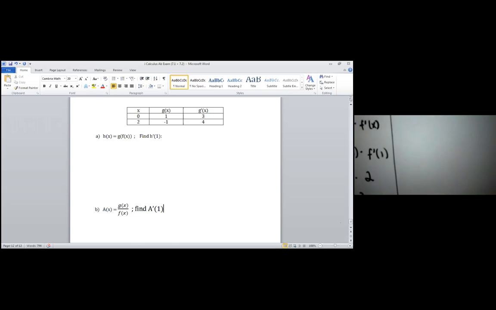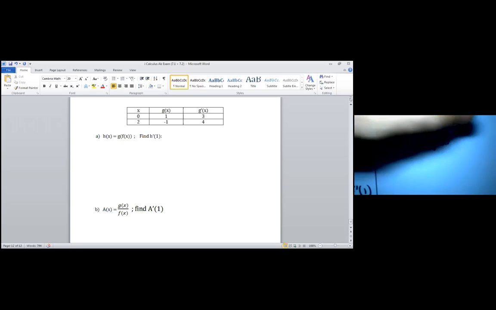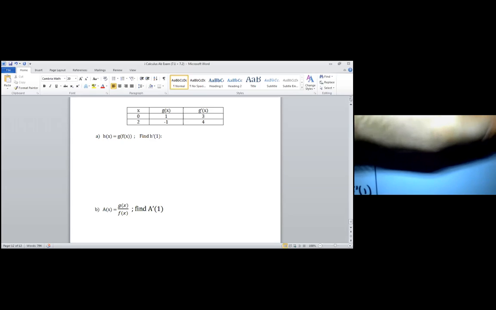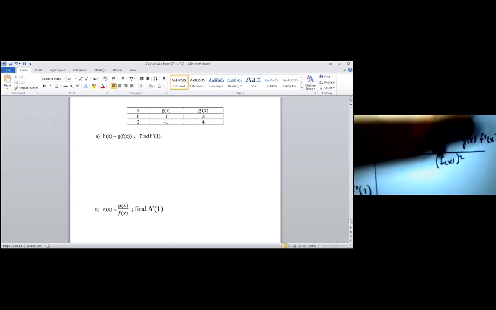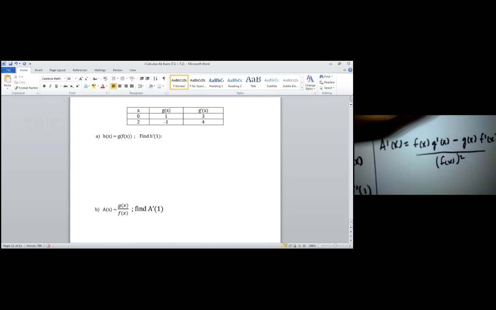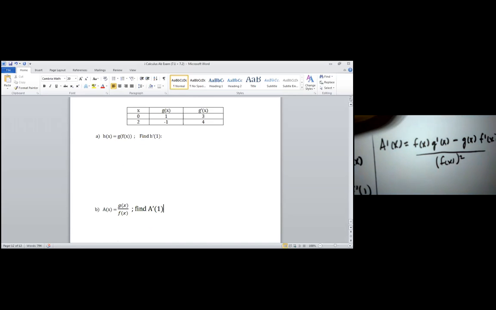So we're gonna take a derivative through the quotient rule. So that would be A prime of X. Always make sure you write what you're finding. A prime of X is equal to bottom, derive the top, minus the top, derive the bottom, over the bottom squared. So it definitely can't be 1. Yeah, that's not gonna work. So let's try 2. You're right, because F of 1's no good there. All right, let's try that. So we're gonna plug in a 2 for all of this.